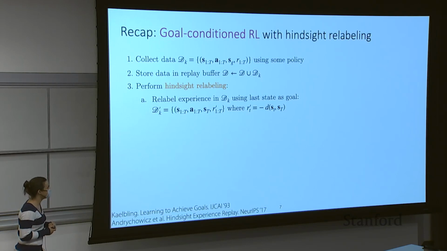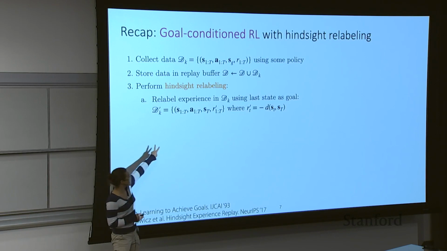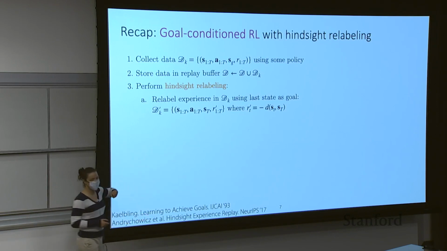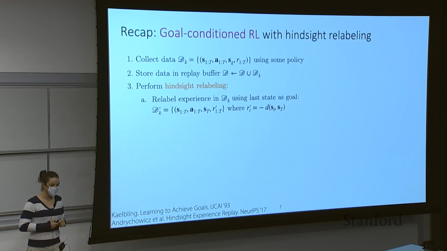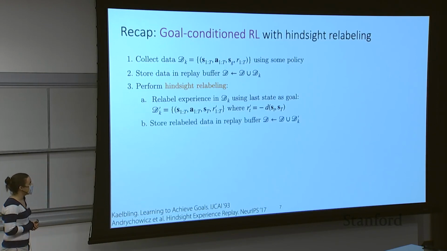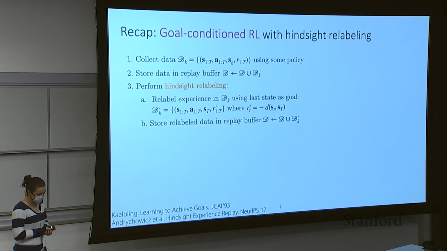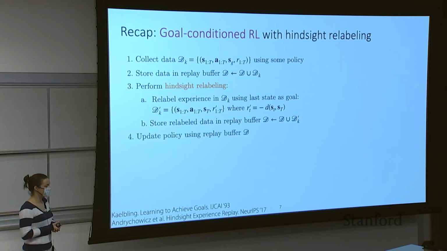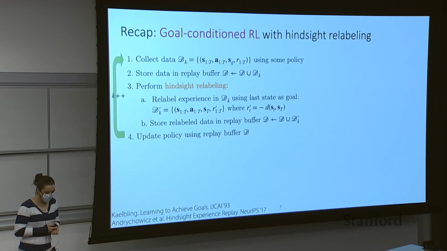Great, and so you can see that right here where you have your experience and then your goal is the third element of that tuple, which is storing s_T instead of the original goal that you were trying to accomplish. Then you'll store that relabeled data in the replay buffer and then update your policy using the data that you have so far. And you'll iterate and so forth.